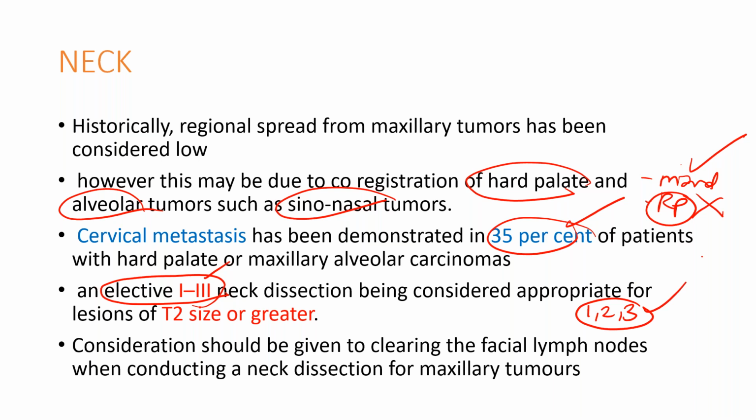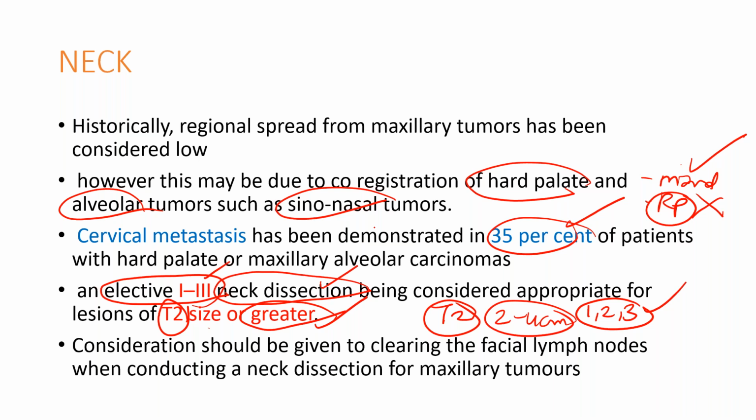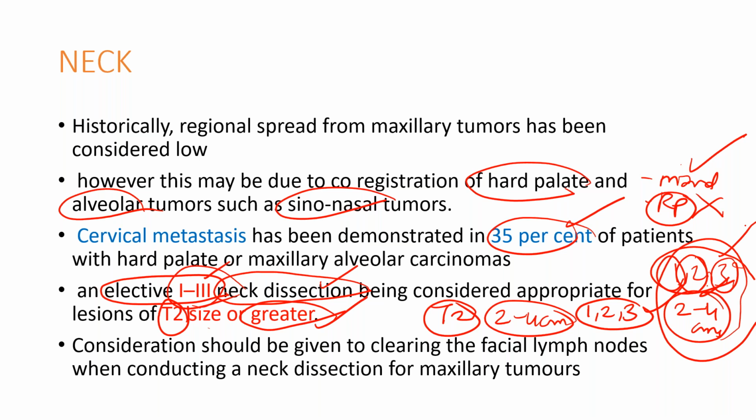Level 1, 2, 3 elective neck dissection is done for lesions of T2 or greater. If it is more than T2, that is 2 to 4 centimeters, you have to go for an elective neck dissection of level 1, 2, 3. Level 1 is submental and submandibular, level 2 is upper jugular digastric, and level 3 is omohyoid. So at 2 to 4 centimeters itself, you have to go for level 1 to 3 lymph node dissection.